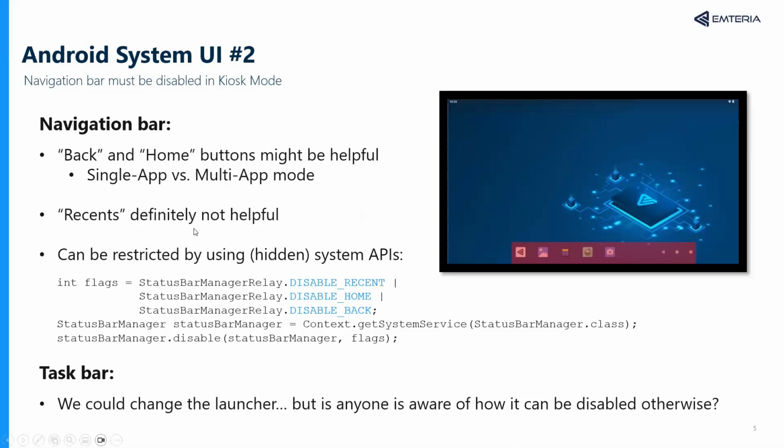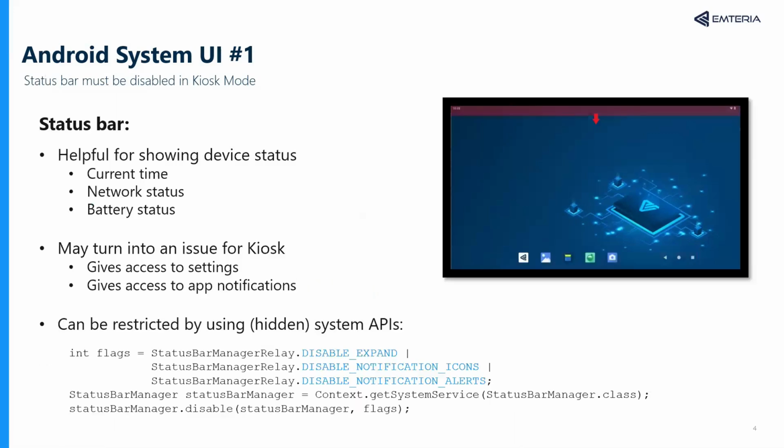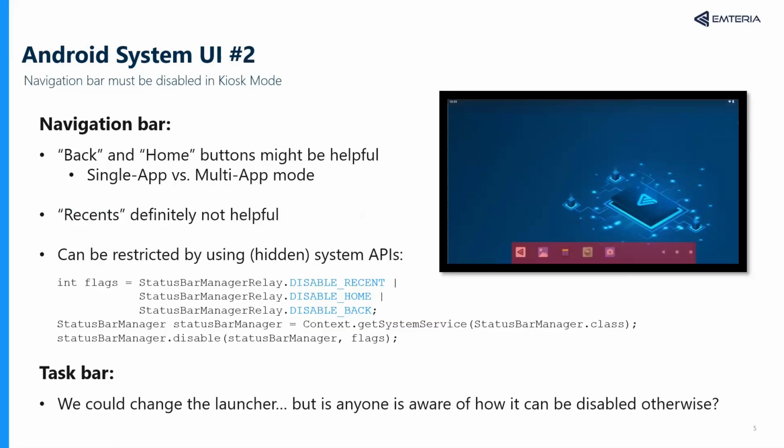Here you can see that we are using disable recent, disable home, and disable back. It's similar to what we had here, where we had expand notification icons and alerts. So it works the same way. Again, here we're using a relay. It's our own implementation, but you can use the status bar manager, the constants from there. And then you do the same. You do disable, and then those buttons on the right will disappear.